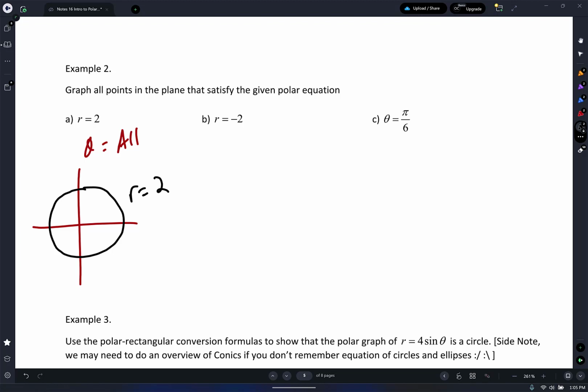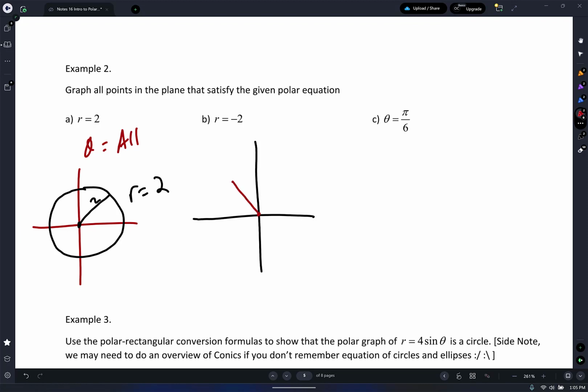R is like saying your radius is 2. And remember, you always measure your radius from the center. So this is 2 at all times. That makes sense? Same thing with this one. You see how it says negative 2? It doesn't matter. If it's just a number, like an integer, you still start from the center.